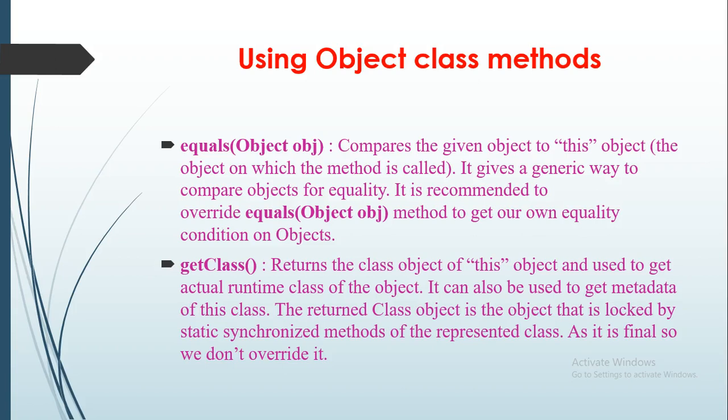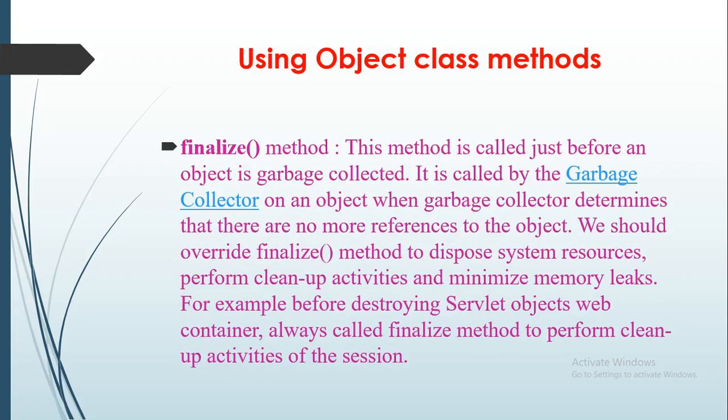Next is getClass. It returns the class object of this object and is used to get the actual runtime class of the object. It can also be used to get metadata of the class. The returned class object is the object that is locked by static synchronized methods of the represented class. As it is final, we don't override it.